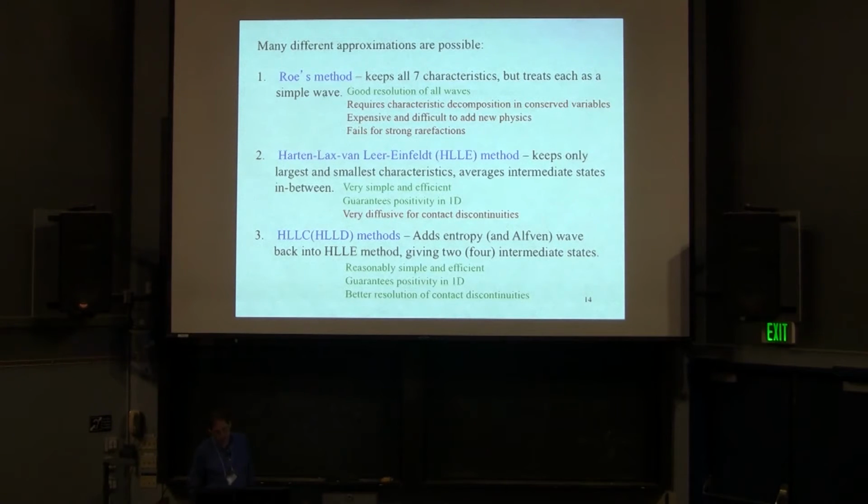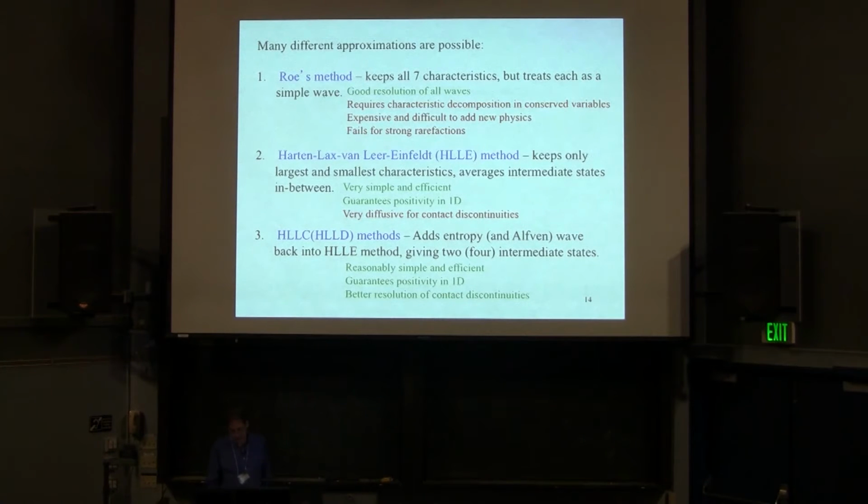So Roe's method is one way. And the green points are the points in favor, and the red points are the bad points of these solvers. The bad point of Roe's solver is that it treats rarefactions as discontinuities. And so if you have a very strong rarefaction in some cell at some time, Roe's solver will also often return an unphysical state. It will think that the jump across the interface should lead to a negative pressure. And so it'll return a negative pressure as an intermediate state.